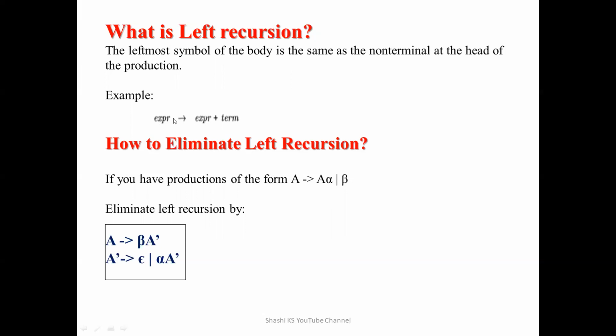Another example is expression derives expression plus term. Here also, expression in the production will be replaced with expression plus term, and again that expression will be replaced with expression plus term and so on. So the compiler may get stuck in an infinite loop. So if you have productions of the form A derives A alpha or beta, then to eliminate left recursion, productions of the form A derives A alpha or beta have to be replaced with A derives beta A dash and A dash derives alpha A dash or epsilon.